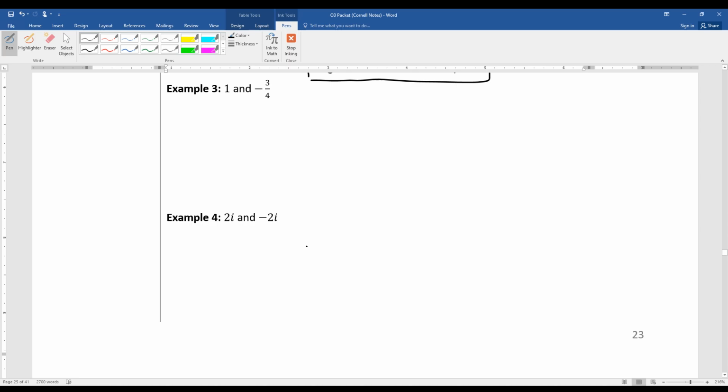Example 3 gives me 1 and negative 3/4. So this is the first one we're seeing with a fraction. Now, the 1 we should know how to do, so I'm going to start with that one. I have my y equals, and when I go to put it in the parentheses, the sign changes, so it's now a -1. But this fraction is kind of different. I don't want to put it just right into the parentheses.